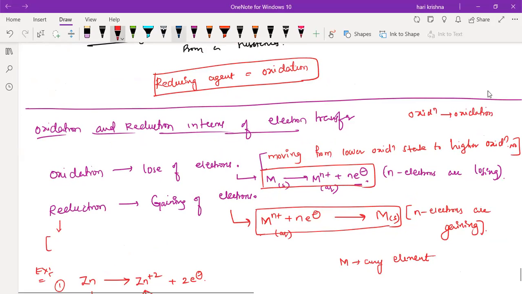What is the meaning of reduction? Moving from higher oxidation number to lower oxidation number. Is it clear or any doubts? Clear, sir.